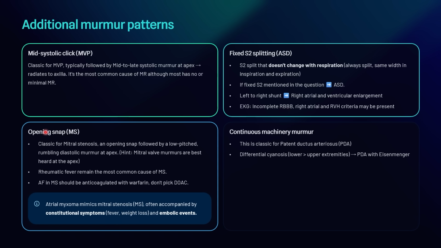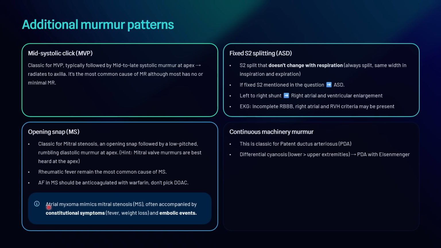Opening snap is classic for mitral stenosis. Rheumatic fever remains the most common cause of mitral stenosis. Treatment is not easy with this disease. Atrial fibrillation is common and should be anticoagulated with warfarin. Do not use direct oral anticoagulants with AFib in mitral stenosis.